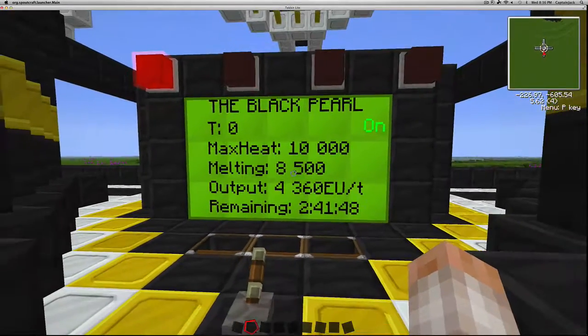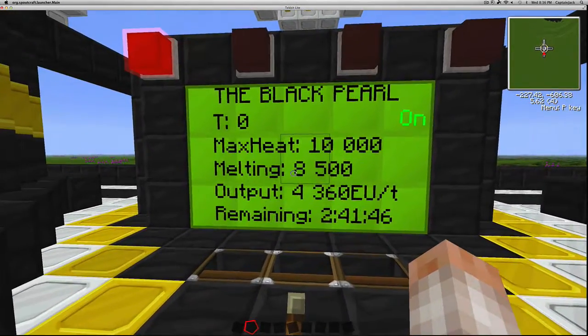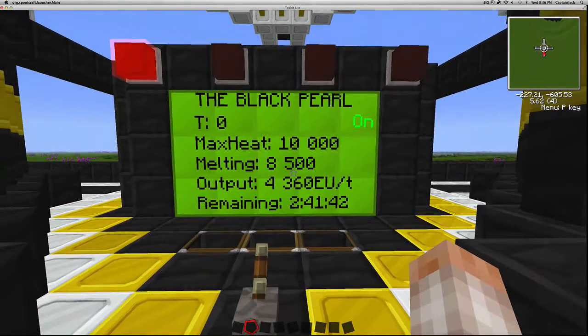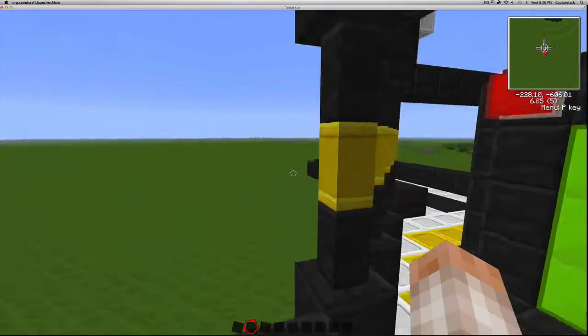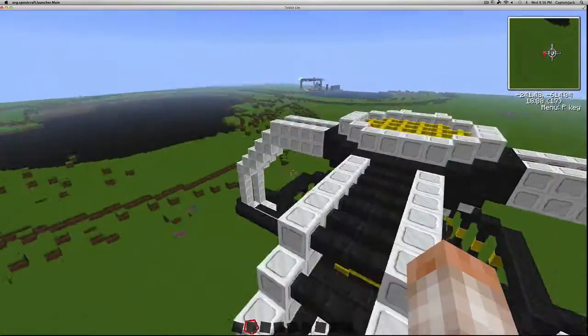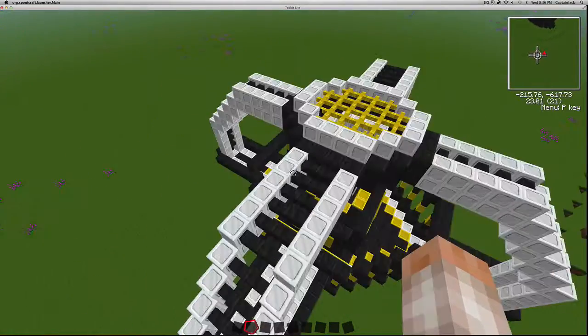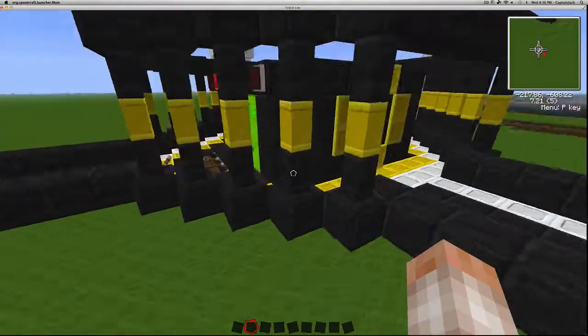So this is it, the Black Pearl, Captain Jack's extremely high output. I actually don't think there's one that puts out more than this. So 4,360 EU per tick nuclear reactor, and here it is. Hope you like it.